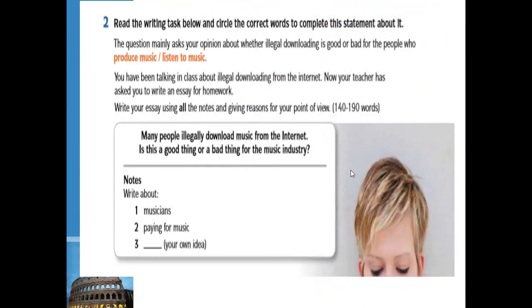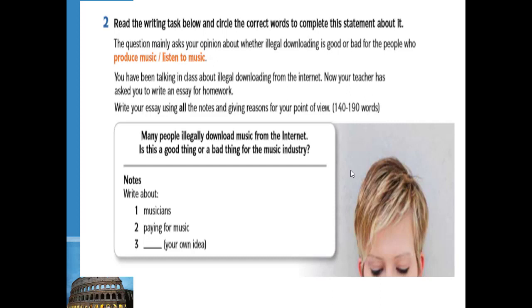Now, let's have a look at activity number 2. Read the writing task below and circle the correct words to complete this statement about it. So firstly, you have to read the task below. The task is, you have been talking in class about illegal downloading from the internet. Now, your teacher has asked you to write an essay for homework. Write your essay using all the notes and giving reasons for your point of view. Your essay must be written between 140 to 190 words.